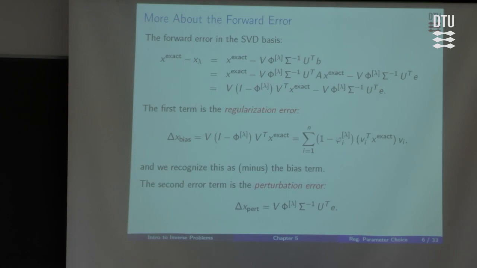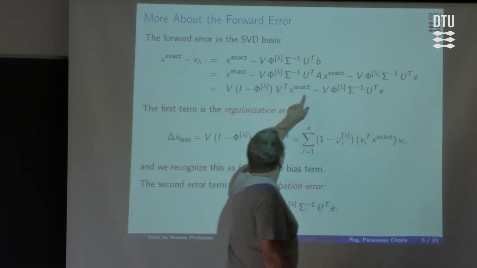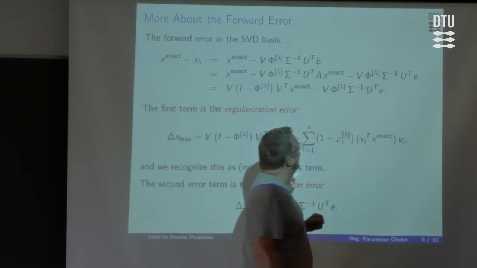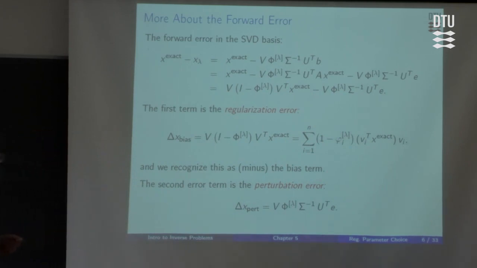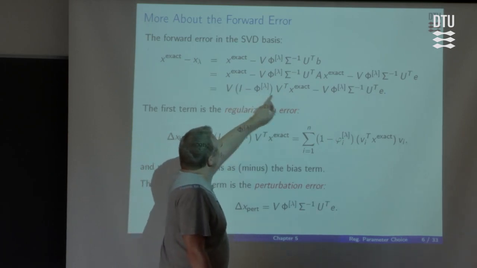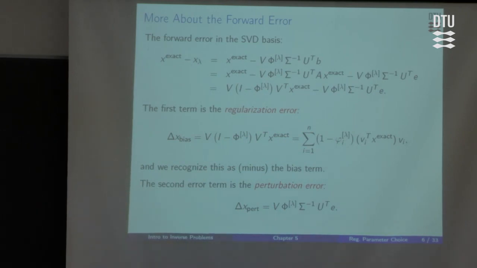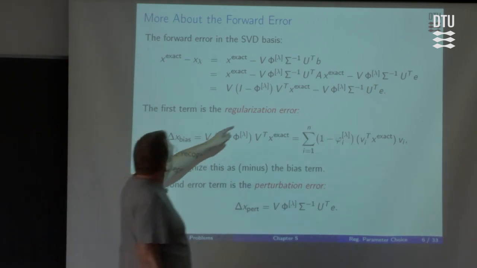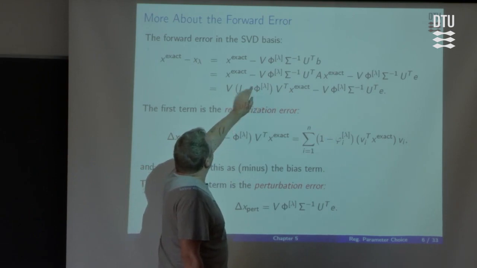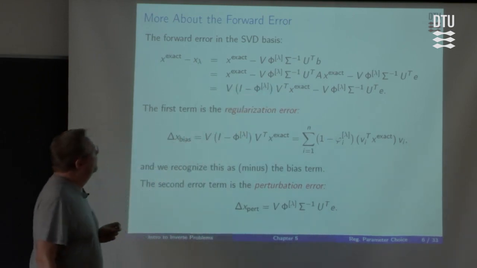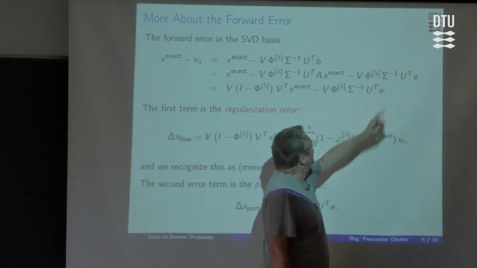So this is just a different expression for the regularization error and the perturbation error. But now it's expressed in terms of the singular value decomposition, and now we can see the role of the filter factors. For example, if all the filter factors are equal to 1, which means we don't regularize, we don't do any filtering, then of course this term is going to be an identity, and the first term vanishes, but then of course we're going to have a lot of noise coming in here.